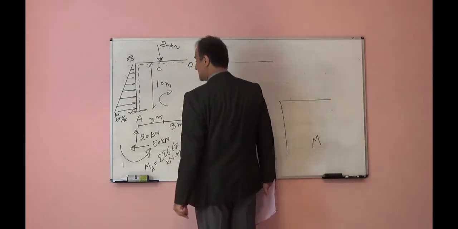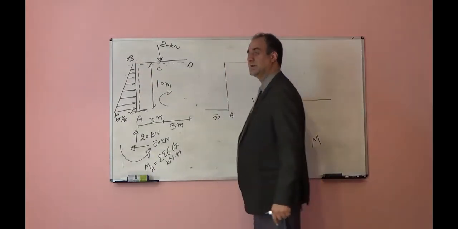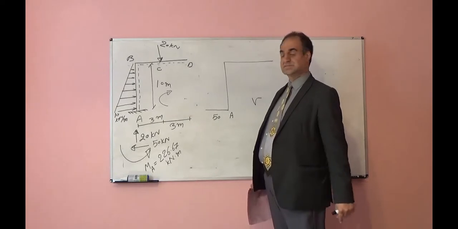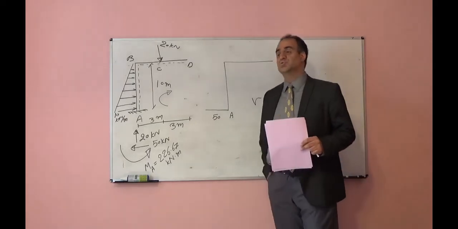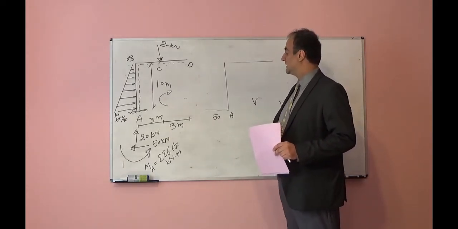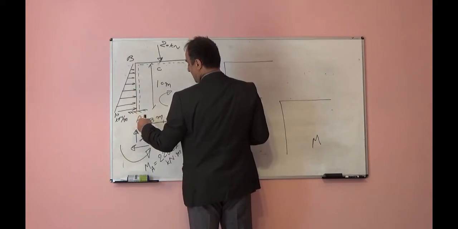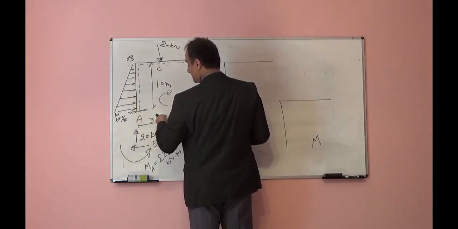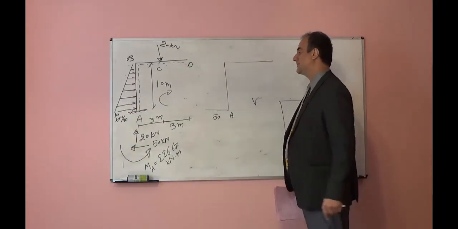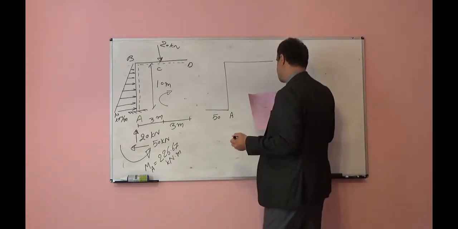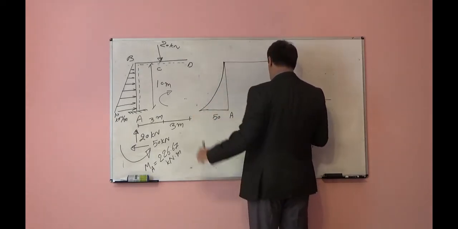Then the derivative of shear is the external load, and the external load variation is an inclined line. One degree higher, it will be second order. So the shear diagram should be second order. Here, if I move from A to B, at point B I have 50 kilonewton from right to left minus the area underneath this triangle, 10 times 10 times half, from left to right. So they will cancel each other, it will reach zero, and the variation should be parabolic.